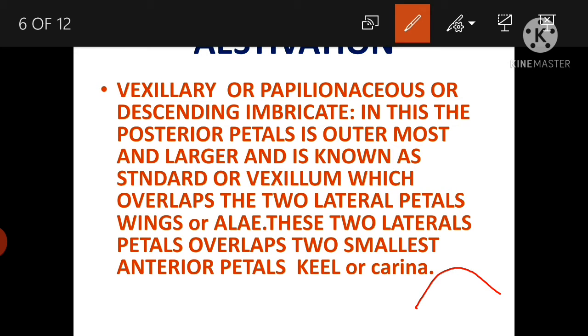This larger one is called the standard, or vexillum, and the two lateral ones are called wings. The posterior one overlaps the two lateral ones, which are called wings or alae, and these two lateral ones overlap the small one, which is called the keel or carina. So this type of arrangement you can see in the vexillary.